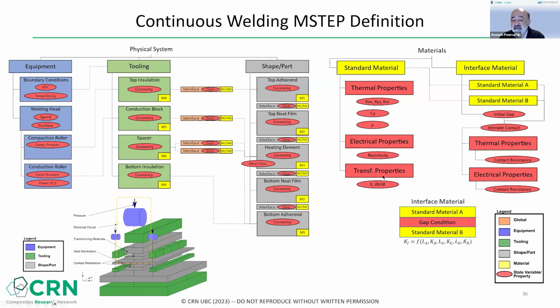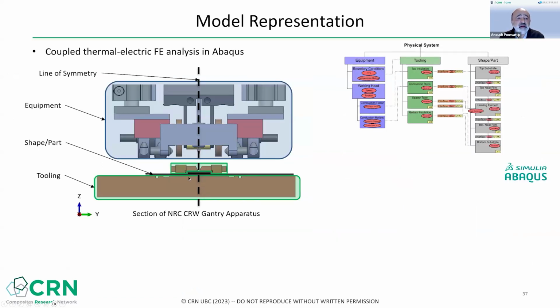So then you've got your standard materials, which have to be characterized both thermally and in this case electrically, and the same for the interface material. So a very systematic way of defining the whole system. Looks a little bit overwhelming, but actually it's very, very methodical. It's really a checklist. And then we go in and we apply that to the model.